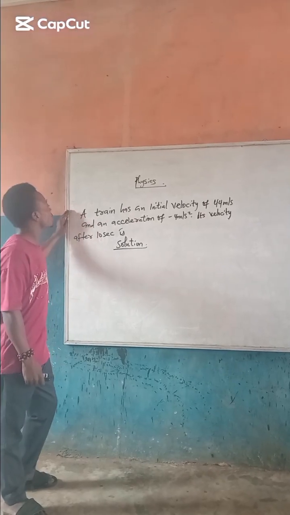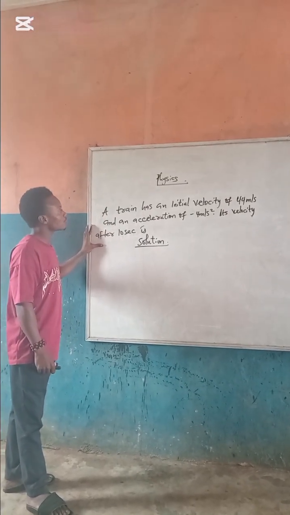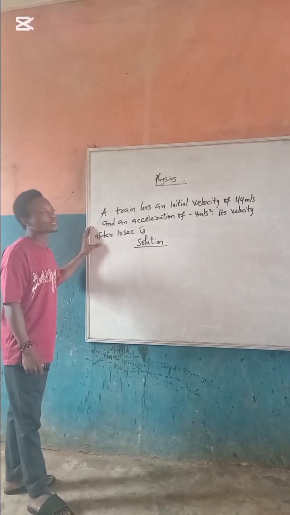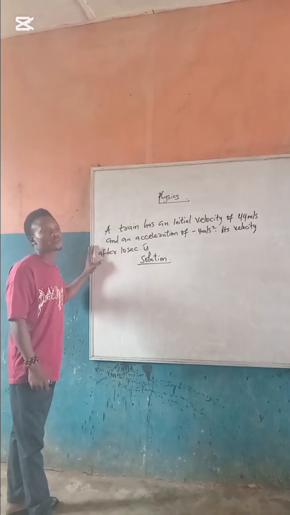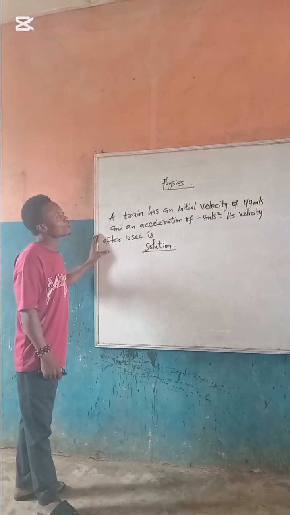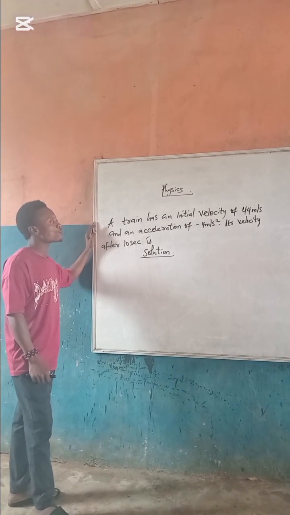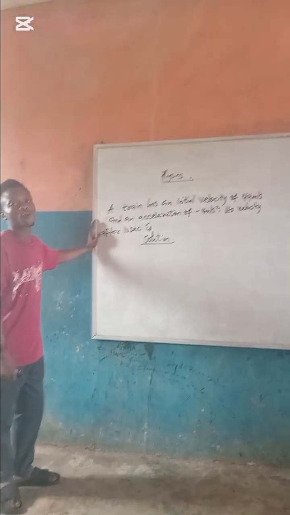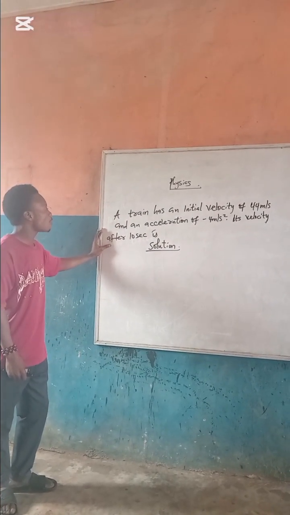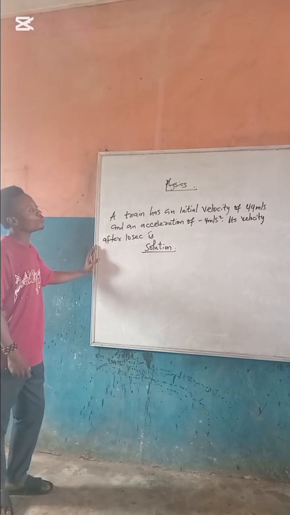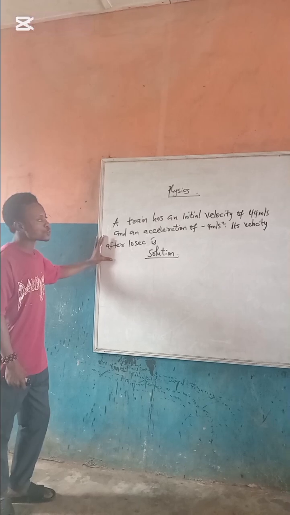Look at this question from equation of motion. We have that a train has an initial velocity of 44 meters per second and an acceleration of minus 4 meters per second squared. Its velocity after 10 seconds is, meaning that you are asked to calculate the velocity.